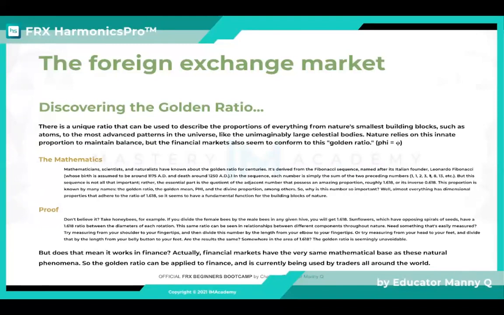And this sequence continues on forever within the known universe. It's the only mathematical sequence that is actually everlasting. It doesn't stop. It will always give you a continual, accurate reading moving forward. Now, anyway, this sequence is really not all that important.